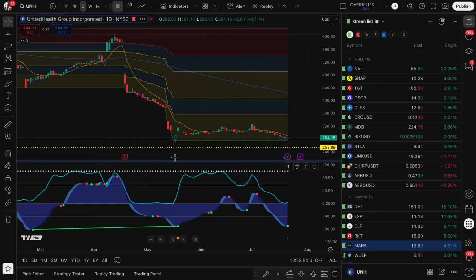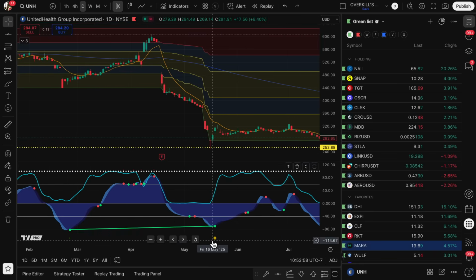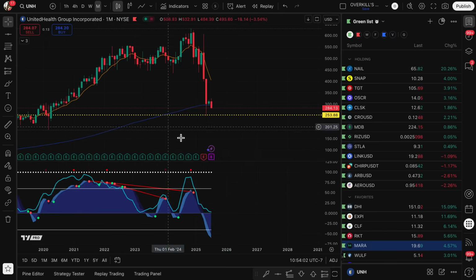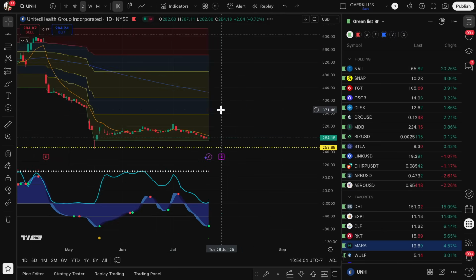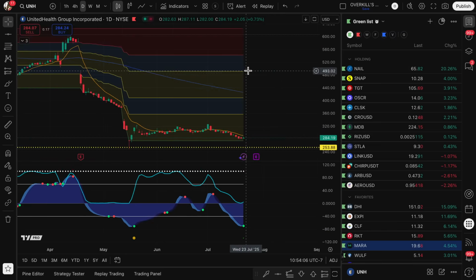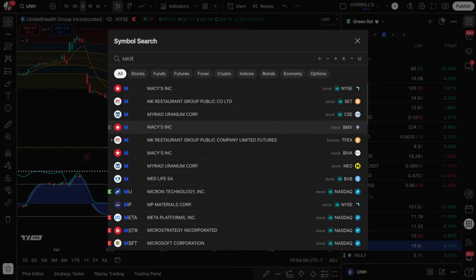We did get a golden dot here back at around 300. The golden dot is like a monthly dot. If you see the golden dot on the daily, we pretty much treat that like a monthly dot. And yeah, I think this is a great place to add UNH. I think healthcare is going to do very, very well.